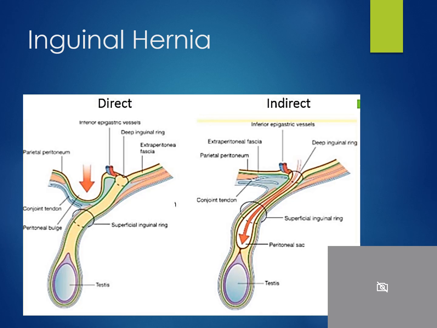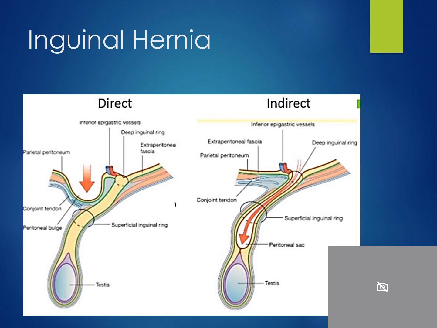If the entire stalk of the processus vaginalis persists or becomes patent, the hernia extends into the scrotum superior to the testis. Indirect inguinal hernia can occur in women. However, it is about 20 times more common in males compared to females.